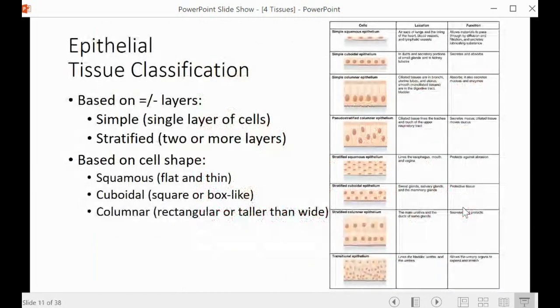Okay. So again, when we talk about epithelial tissues, how do we classify them? Well, it's based on the layers. Simple means just a single layer of cells. Stratified means two or more layers, stacked up on top of each other. And then what is the cell shape? They can be squamous, meaning flat and thin like a pancake. Cuboidal, square or box-like, like a cupcake. And then columnar, rectangular, or taller than they are wide, like an eclair.